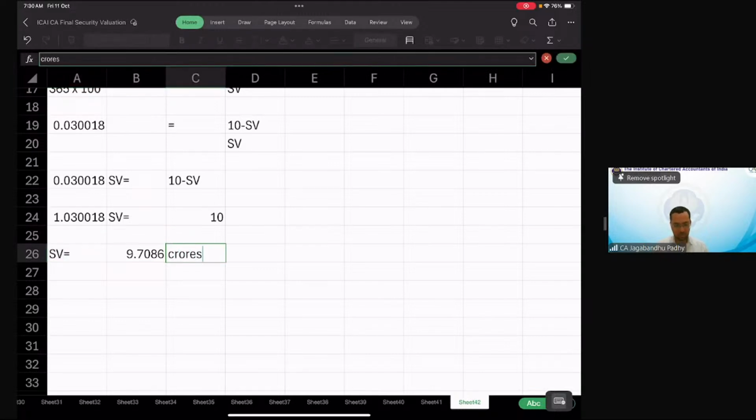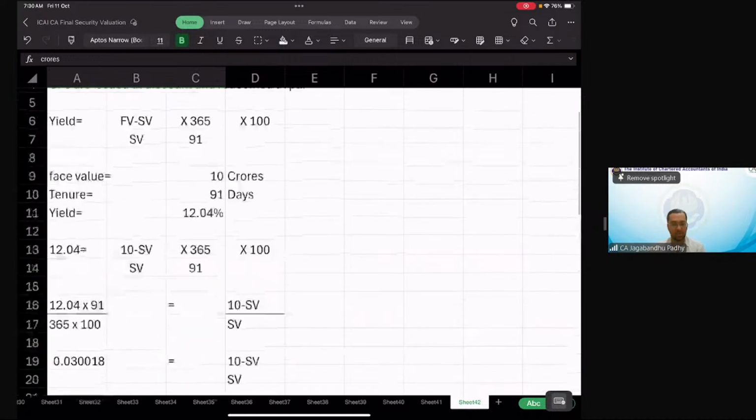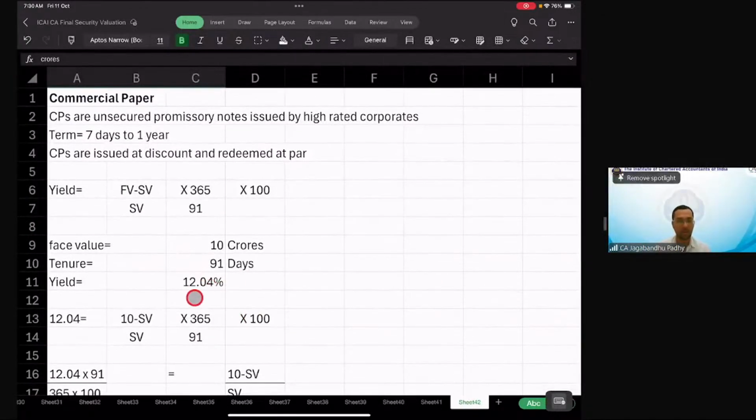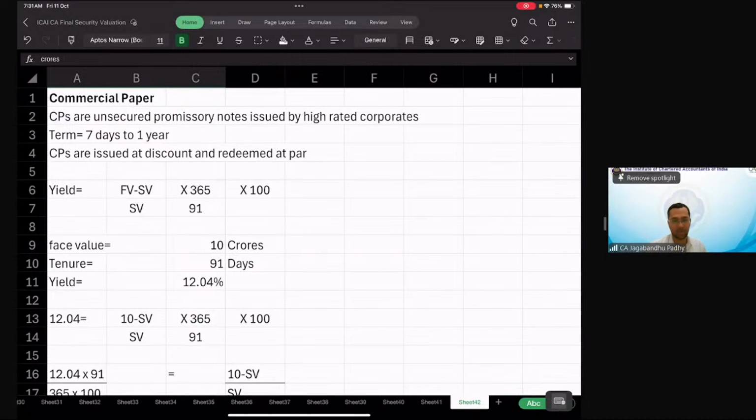9.7086 crores. So this will be the value at which the sale value will be there. So we'll be issuing this commercial paper for 9.7086 crores, with a face value of, of course, 10 crores. So for a face value of 10 crores, we have this sale value of 9.7086 crores. It means if I'm getting this commercial paper for 9.7086 crores, that is essentially yielding me a rate of return of 12.04%. Okay. That's about this commercial paper, guys.